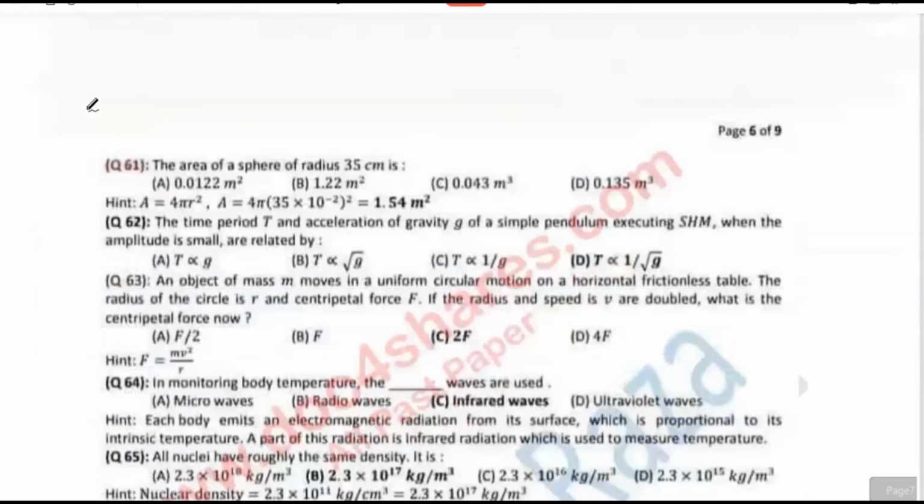And the next one is 61. The area of a sphere of radius 35 centimeters is 1.54 meters squared. So this one is the correct answer.